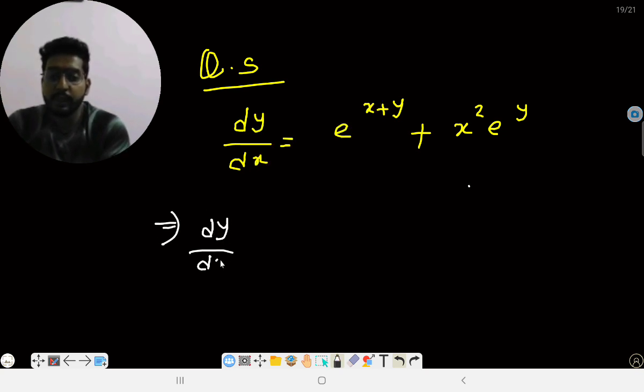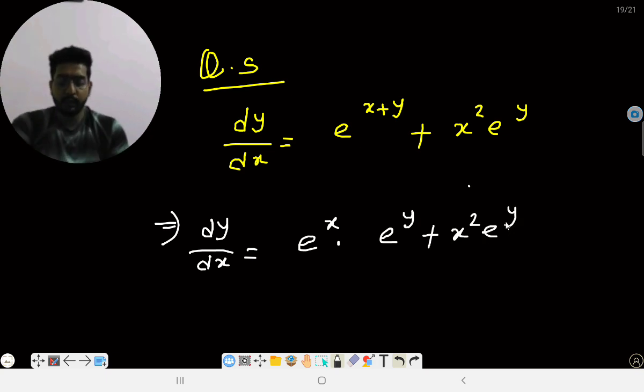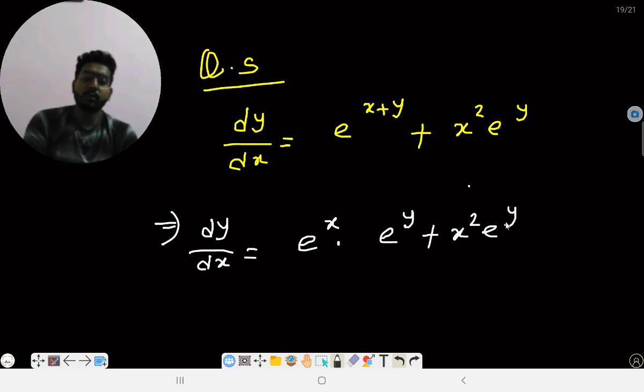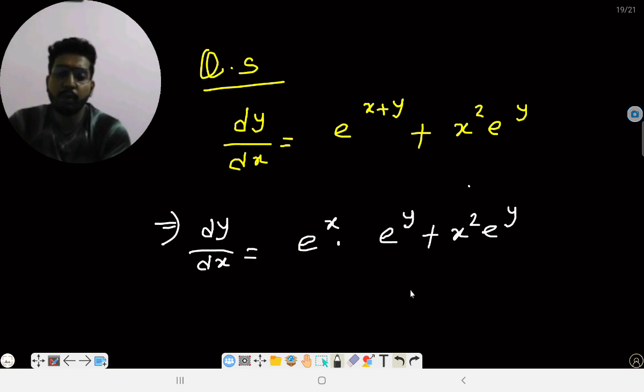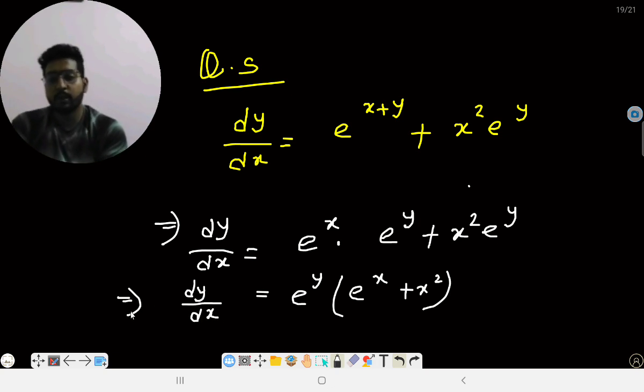So here you can see dy/dx, now e to the power x plus y can be written as e to the power x into e to the power y, plus x square e to the power y. Now from these two, e to the power y is a common element, so we get e to the power x plus x square, and here it is dy/dx. Now it is very easy.